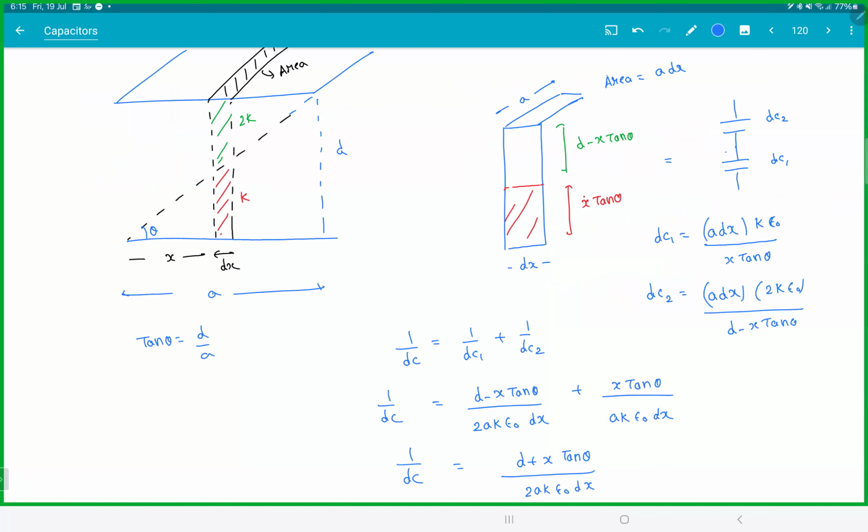Check your steps. The main idea is this: you have to take a thin slice there and treat the upper one and the lower one as two capacitors. Both are in series because they have the same charge flow, and all these pieces are in parallel because they have the same potential difference.